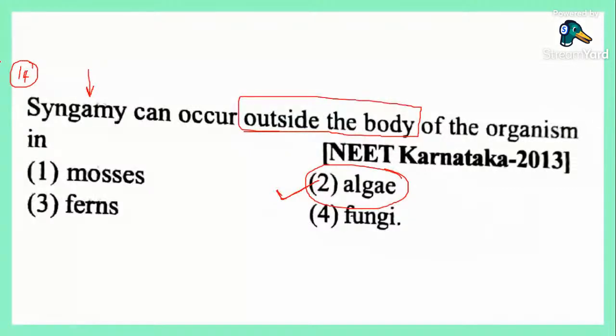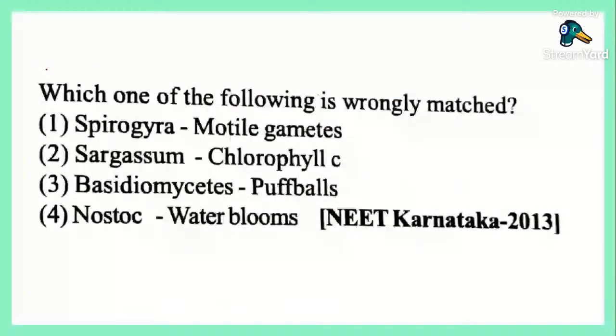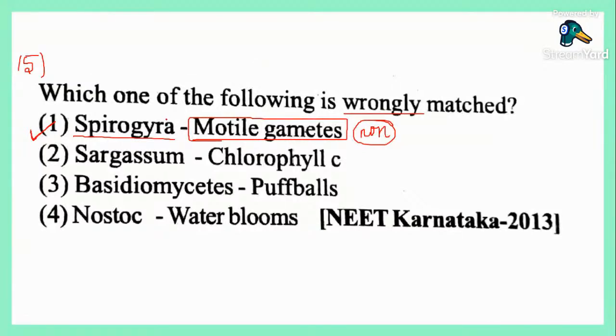Moving on to question number 15. This also you will answer very fast. Which of the following is wrongly matched? Spirogyra, motile gametes; Sargassum, chlorophyll C; Basidiomycetes, puffballs; and Nostoc, water blooms. We have discussed right now that Spirogyra shows isogamous condition with non-motile gametes. So the wrong match given here is option number 1.